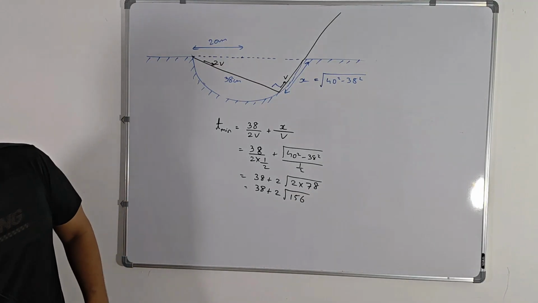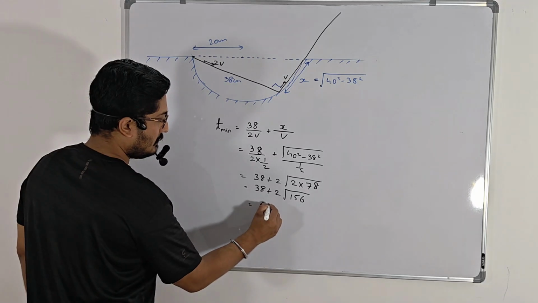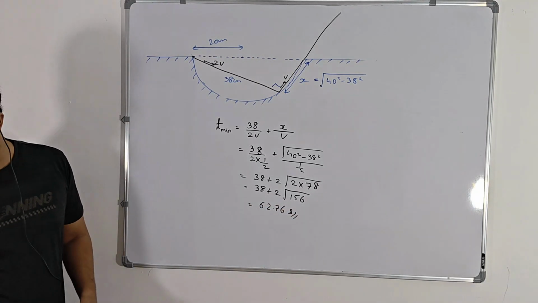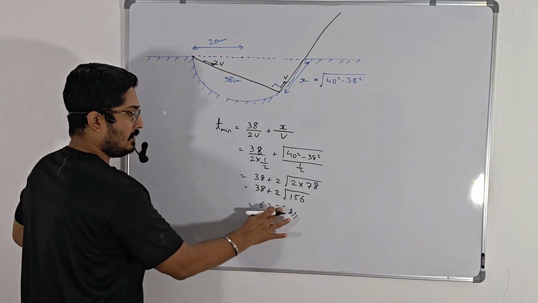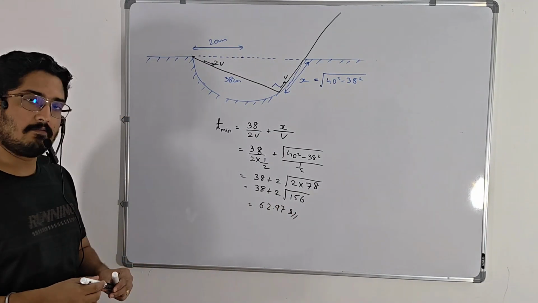Now what's the value of this? After calculation, I am getting 62.97 seconds. That would be the time that we get.